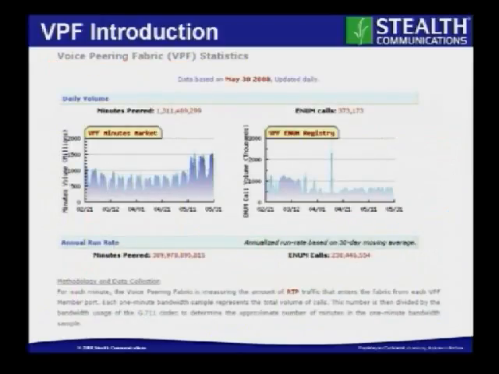This is just a quick snapshot. On Friday, we routed 1.3 billion minutes in one day. On average, we'll route from a billion to a billion and a half, sometimes more. The ENUM database is routing about 250,000 calls annually, free. That's IP to IP in a peer-to-peer fashion.